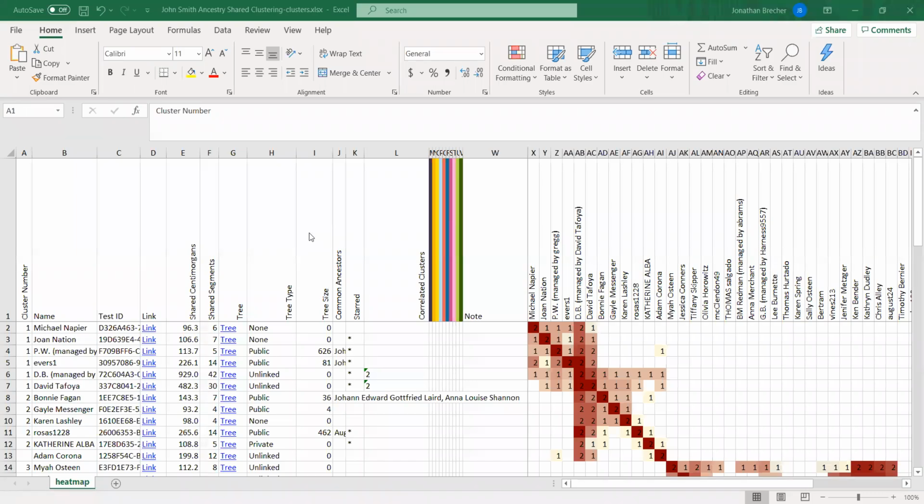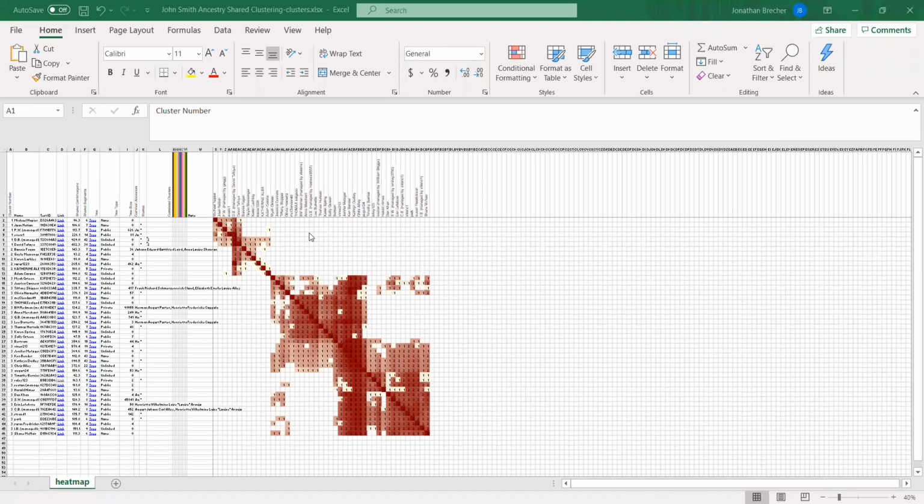We can zoom out to get a little better view. What exactly are we looking at? First, remember that we limited these clusters only to the closest matches, the ones over 90 centimorgans. That limit means that each match is probably related to you through one of your grandparents. Some of your closest matches, your aunts and uncles and first cousins, are related to you through two of your grandparents. The cluster diagram shows these relationships visually.